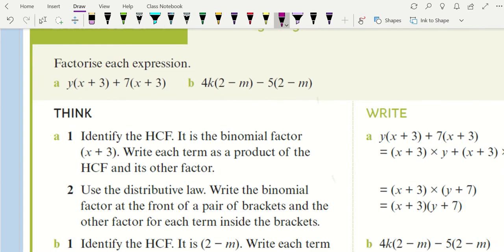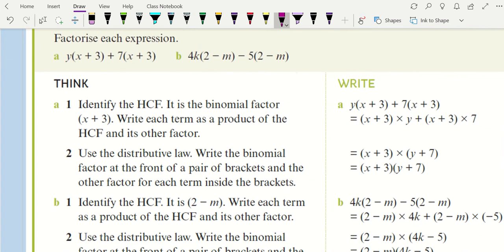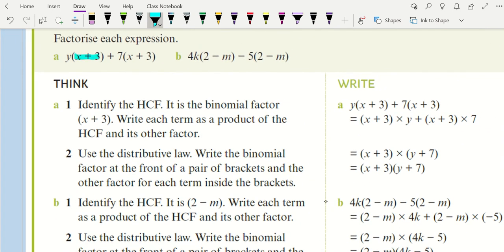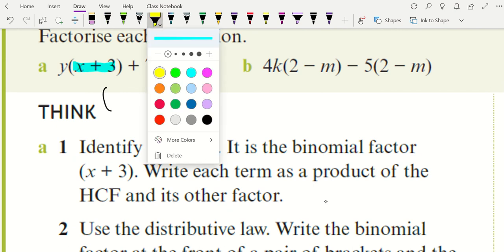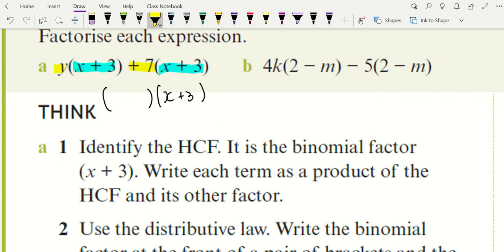Now this is an interesting one. What you can see here is that the second term in each bracket is the same. So what's nice about this, and I'll just show you this simply, is that that's going to be our second set of brackets. So our first set of brackets is what's left over. In this case, that's a plus 7 and that's a plus y. So this is just going to be y plus 7 multiplied by x plus 3.